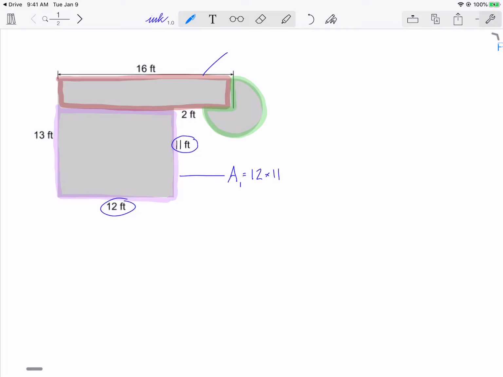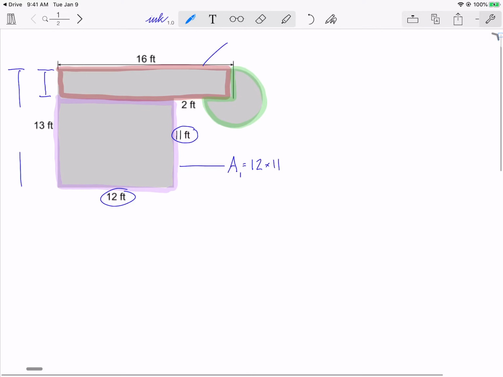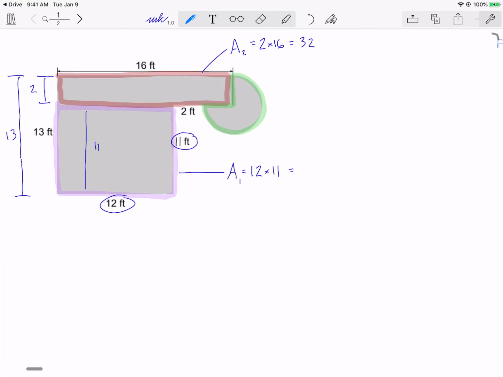Then I've got this red rectangle, and I have to figure out what this dimension is here. I know that the entire length from the top of the red to the bottom of the purple is 13. I don't know why things are disappearing on me. And I know that this portion in purple is only 11 feet, so 13 minus 11 gives me that this is 2. So then this red area, which I'll call area 2, is simply 2 times 16. And that'll give me 32. By the way, down here, I would get 132, and these units would be feet squared.